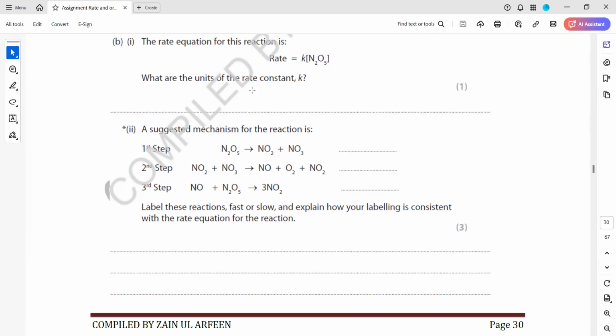See, according to the question, the rate is directly proportional to the concentration of N2O5, meaning the rate determining step includes N2O5. So which reaction should be slow? Because the slowest step is always the rate determining step. Is it the first, second, or third? First one. Because the first one involves N2O5 as a reactant, so this is a slow reaction. So this will be fast and this will also be fast.